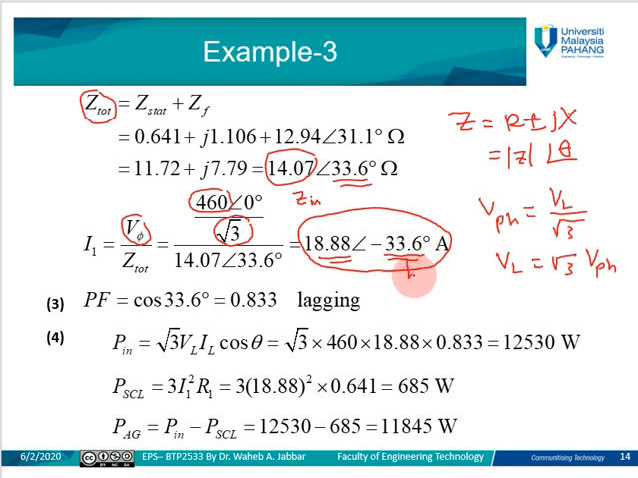From this angle, we can find the third part, which is the power factor. The power factor represents the cosine of the current angle here. So the current angle is 33.6. So cos 33.6 will give you the value of 0.833, and it is lagging because we have a negative angle, and also we are talking about an inductor, no capacitor. In the machine here, we are talking about an inductor. So the power factor of the induction motor will always be lagging. So the power factor is 0.833 lagging. Okay, so this is the third requirement of this question.